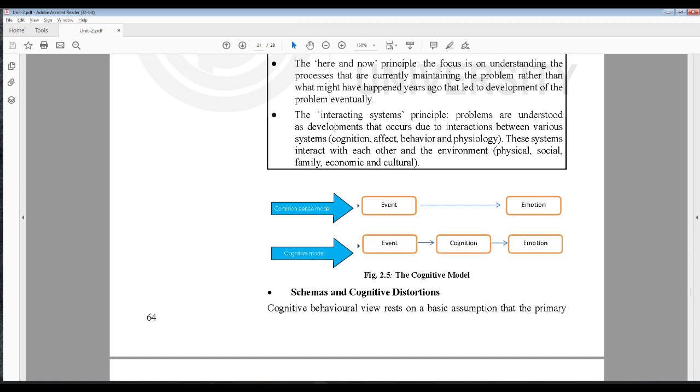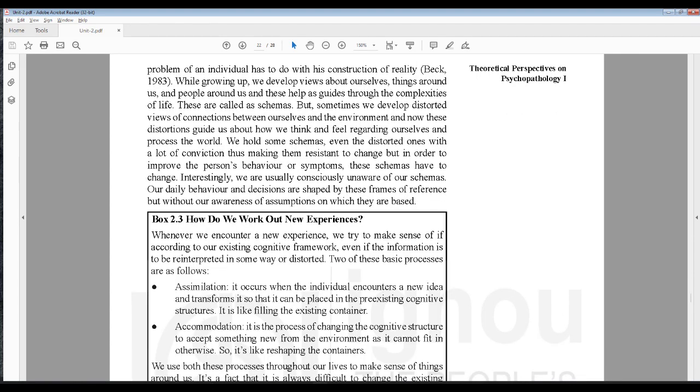Schemas and cognitive distortions. Cognitive behavioral view rests on a basic assumption that the primary problem of an individual has to do with his construction of reality. Beck, 1983. While growing up, we develop views about ourselves, things around us, and people around us, and these help as guides through the complexities of life. These are called schemas.